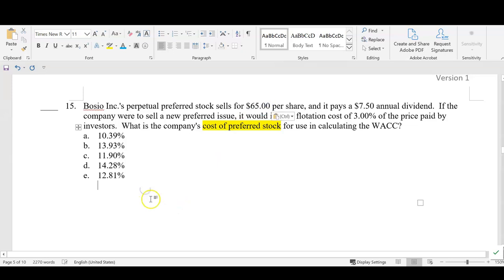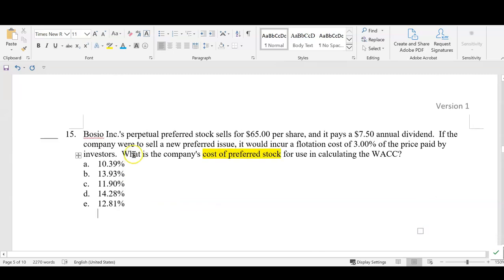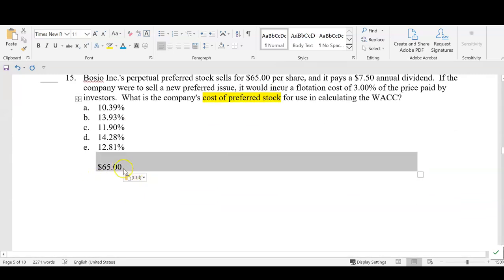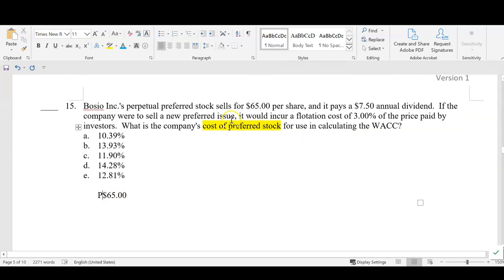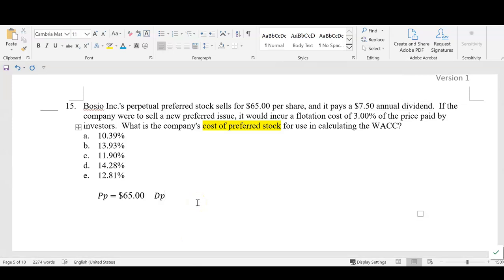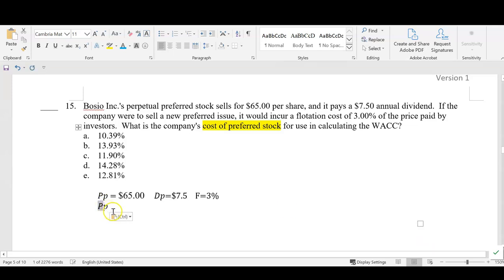Let me list the conditions we know here. We know the preferred stock price PP is $65. The dividend for the preferred stock, DP, is $7.5. We also know the flotation cost, F, is 3%. We want to solve for RP, the return of the preferred stock.